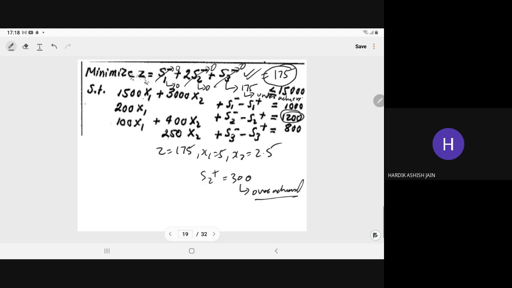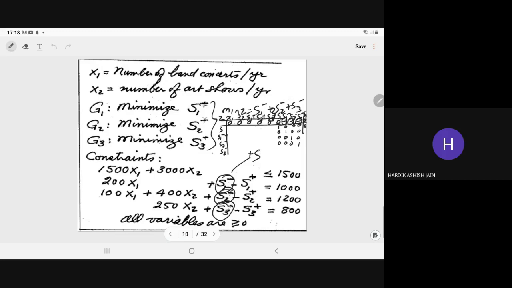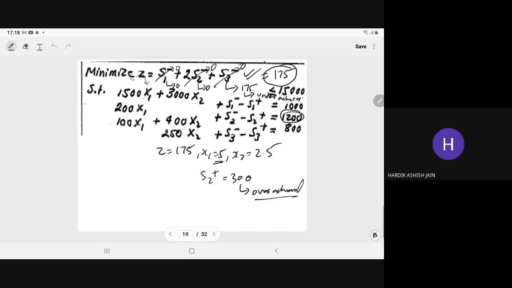Clear? Online clear? And how many shows are you conducting? Can you recall what was x1? Number of band concerts. The number of band concerts is 5, and here the number of band concerts is 2.5. So that much you have to conduct to achieve the goal. Under the given budget, you are able to achieve only two goals, and one goal is underachieved by amount 175. That is the conclusion.